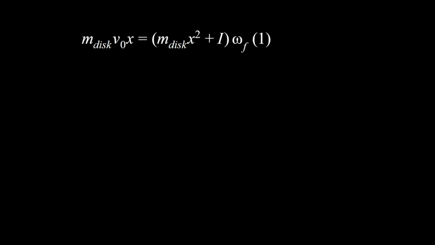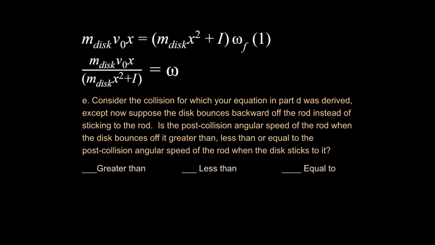And so here is our work previously. We just isolate our unknown and we end up with this. That's one more point over here. Alright, and then part E says, consider the collision for which your equation in part D was derived, except now suppose the disk bounces backward off of the rod instead of sticking to the rod. Is the post-collision angular speed of the rod when the disk bounces off it greater than, less than, or equal to the post-collision angular speed of the rod when the disk sticks to it.